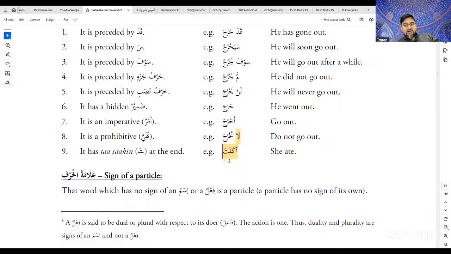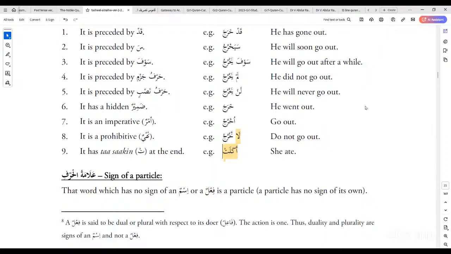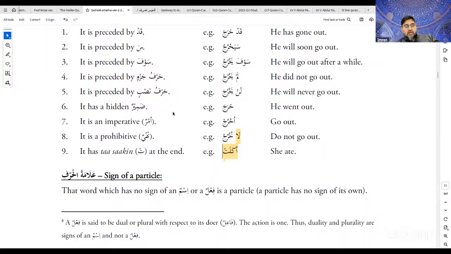It has a flat ta. It's called ta mabsuta. Mabsut means the flat one. Is that clear, Sister Zamina? Yes. So this is it. Right. Before I move on, I have about 5 minutes. Does anyone want to ask a question?